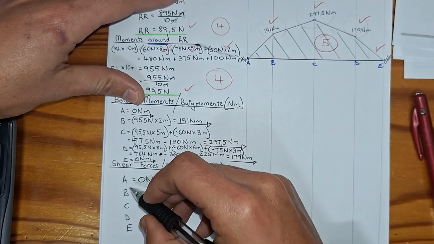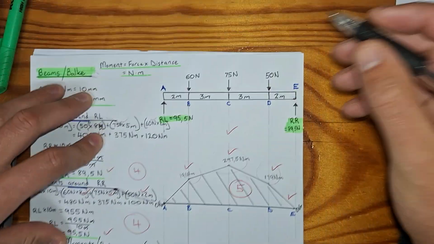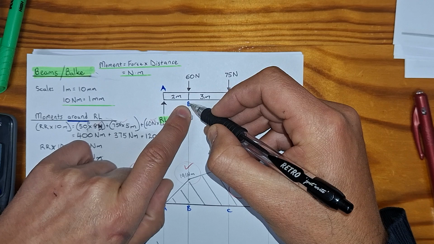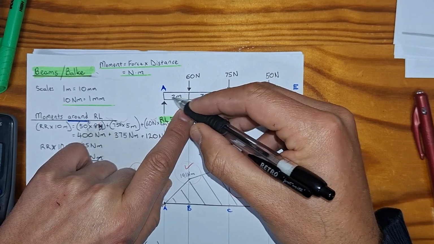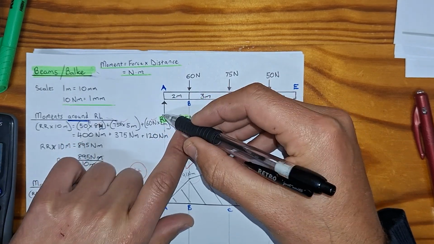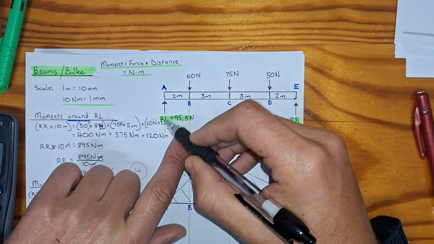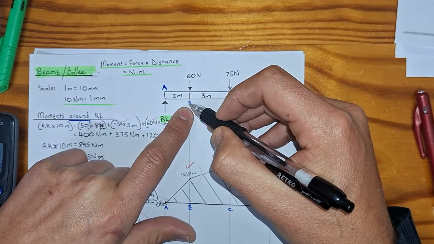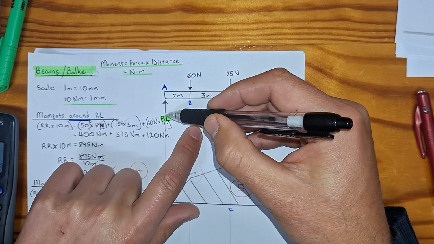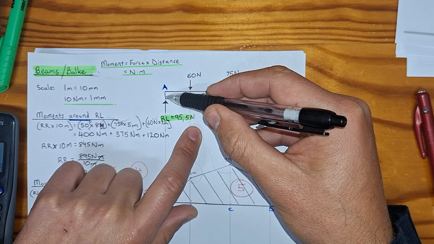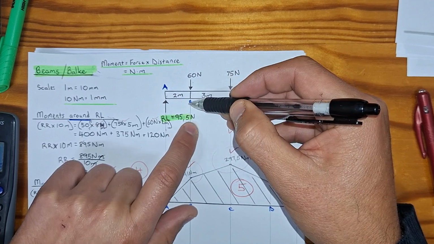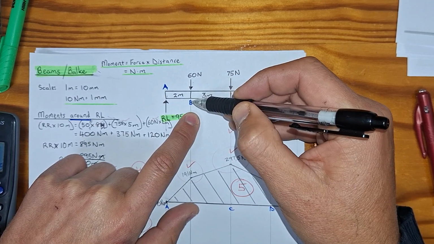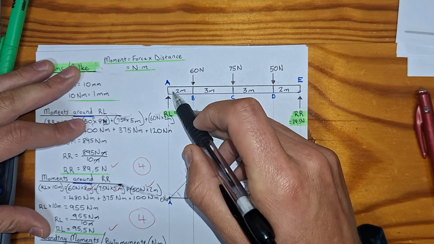Okay, so now for B, at B, we have to consider all the external forces. So in this case, all the external forces up to point B. So for B, it goes up 95.5 newtons, and then it goes down 60 newtons up to B. So it's positive 95.5 minus 60.